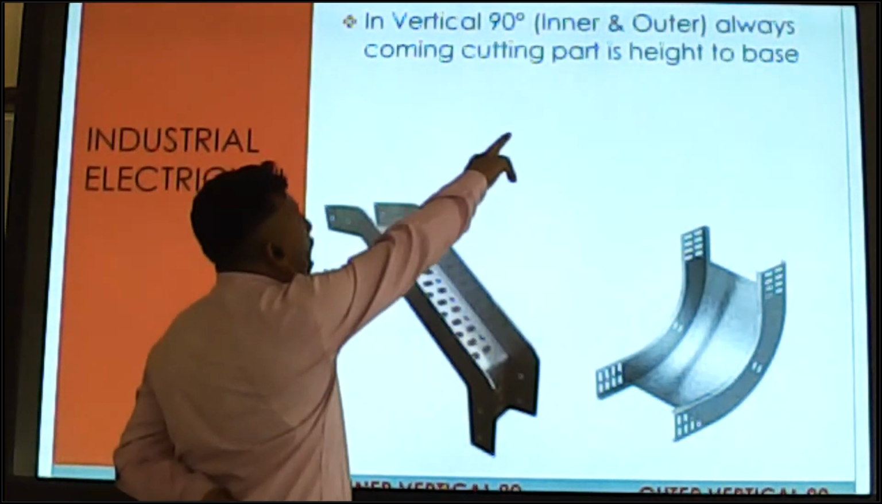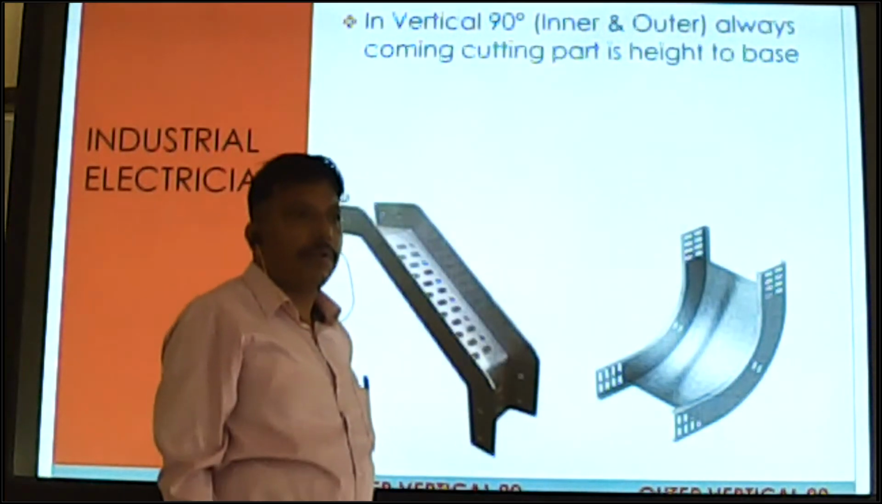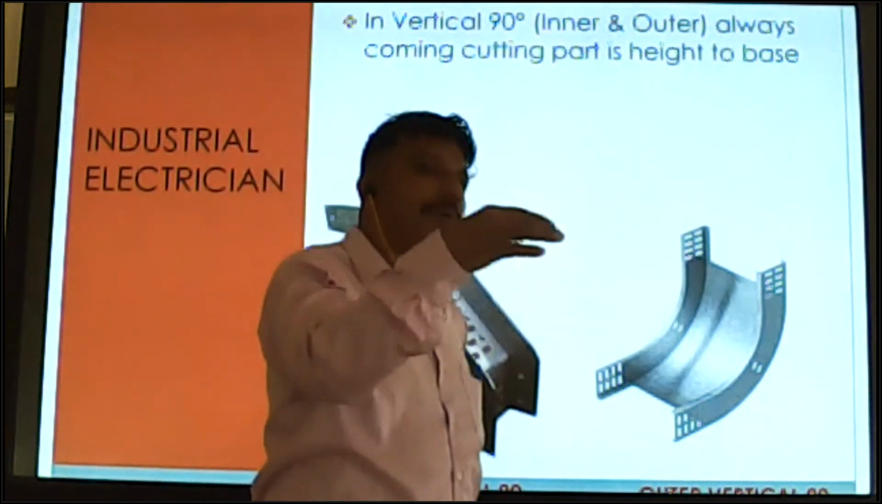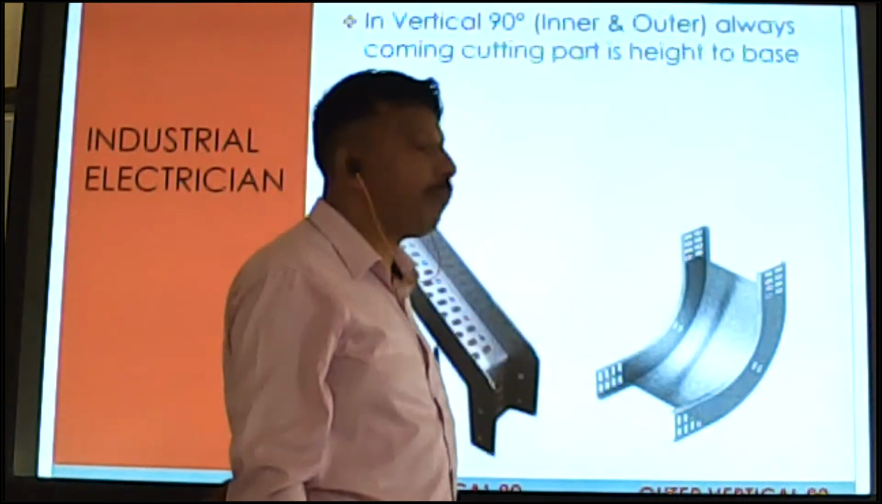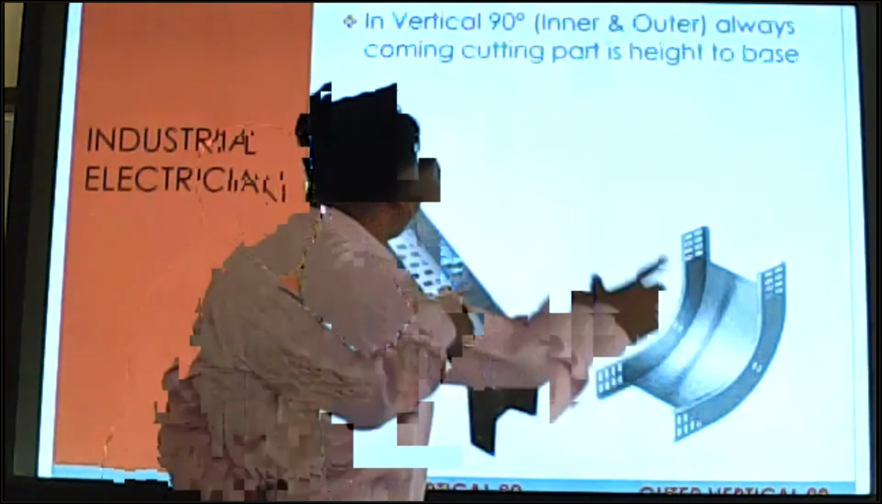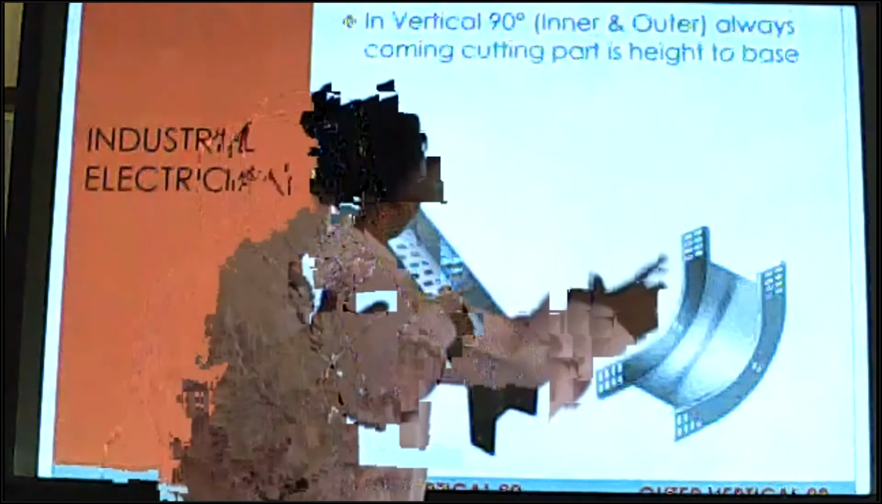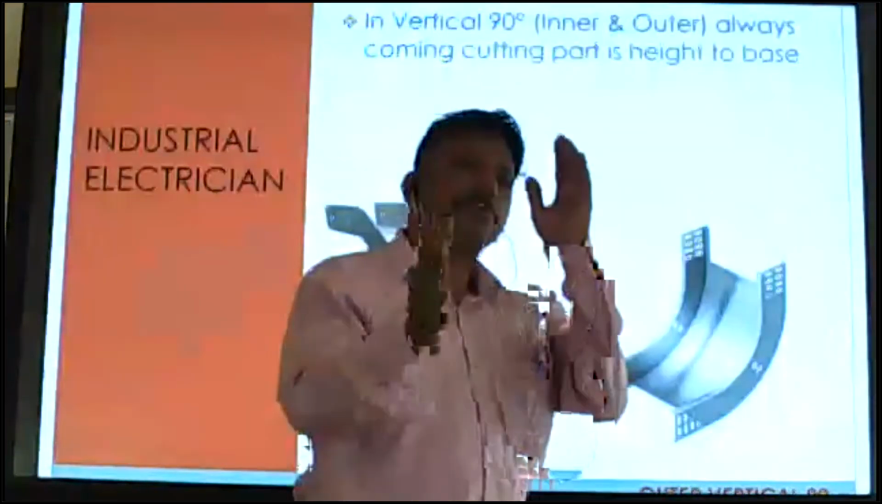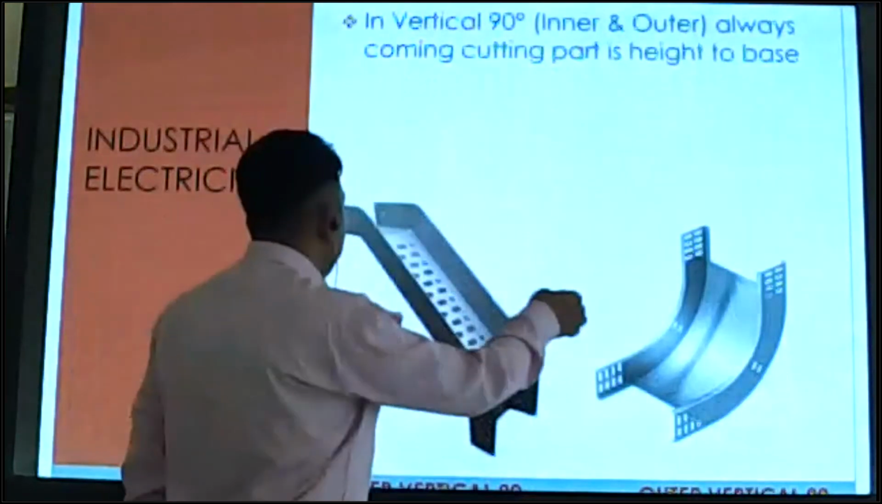In vertical 90, inner and outer, the cutting part is always height to base. If you make the inner 90 or outer 90, that time the cutting part comes height to base, but for horizontal 90 it is base to height. Okay.